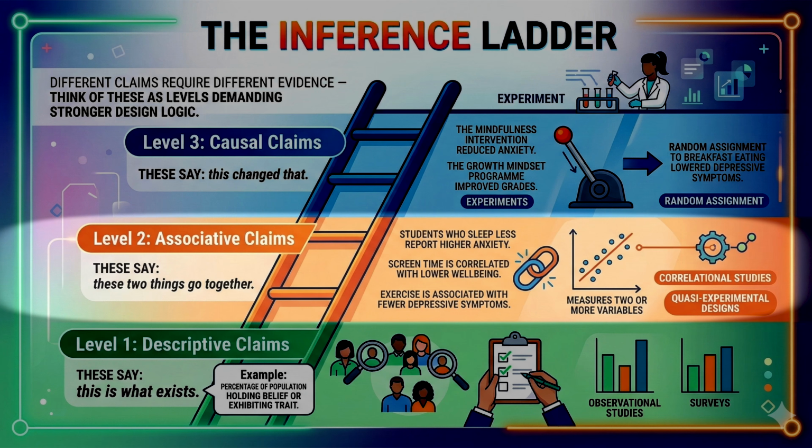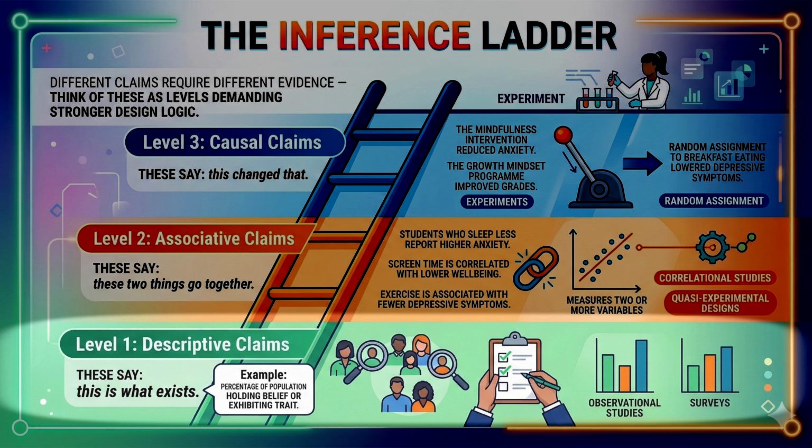This is the core problem with quasi-experiments. Quasi-experiments still do something to groups, but without random assignment, you can't rule out that the groups were already different before anything happened. And then at the bottom is the observational study.